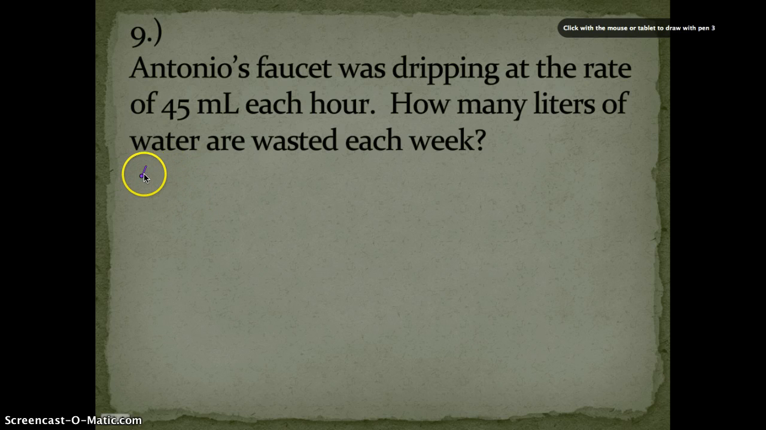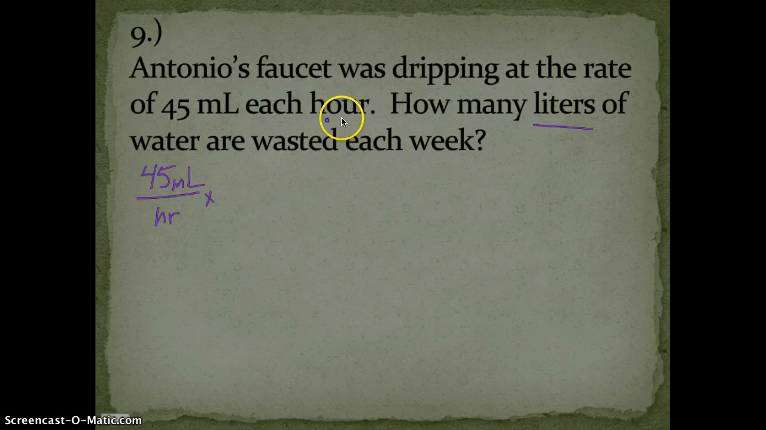We know that the drip rate is 45 milliliters per hour. Now don't put your hour as a side fraction because it won't be as easy to solve. Now, our first job is to get milliliters to liters. And our second job is to get hours to weeks. So let's work from the top first and go to liters, since this is probably the easiest thing.